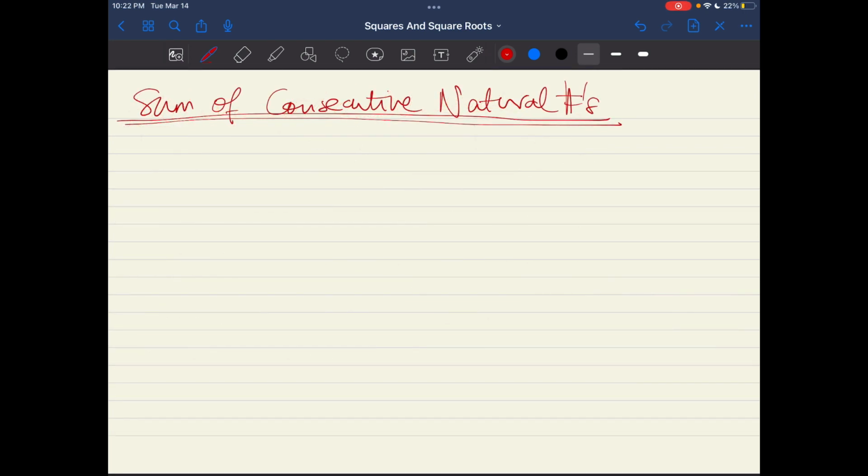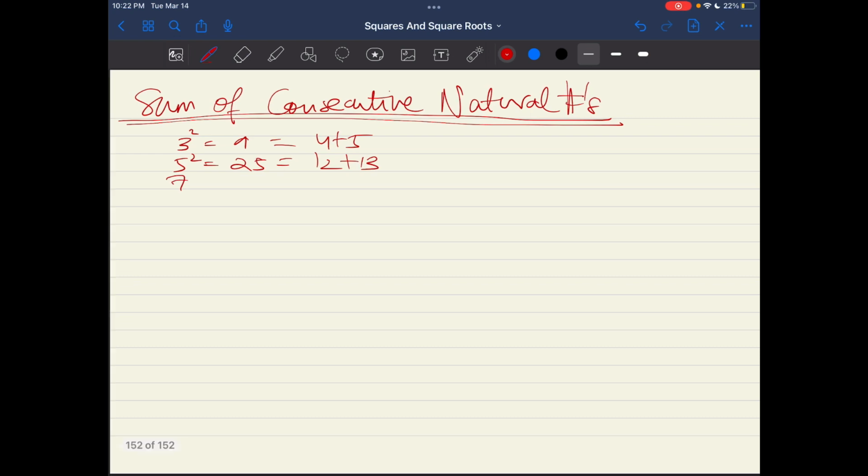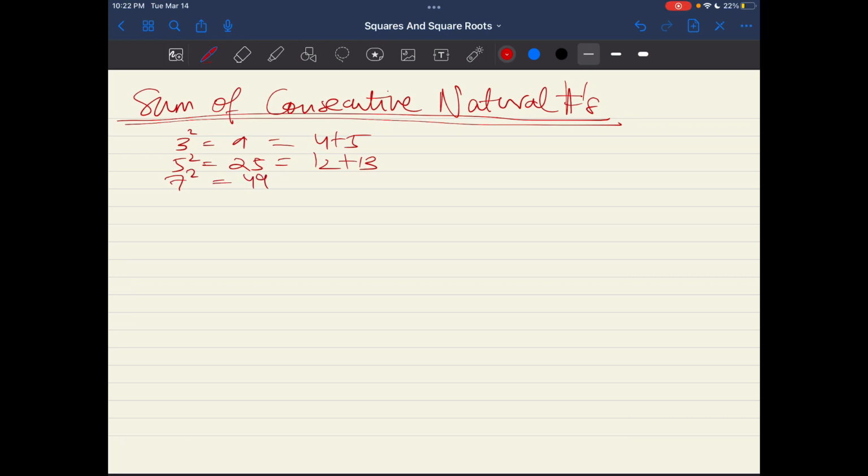Okay, now let's look at sum of consecutive natural numbers. Let's start with 3 squared, which is equal to 9, which can be written as 4 plus 5, right? And then 5 squared equals 25, which can be written as 12 plus 13. Then let's look at 7 squared, which is 49, which can be written as 24 plus 25. We can keep going, so on and so forth, right?